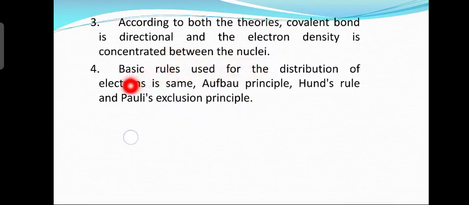Fourth point: the basic rules used for the distribution of electrons are the same. Now, which are the basic rules used in the distribution of electrons?